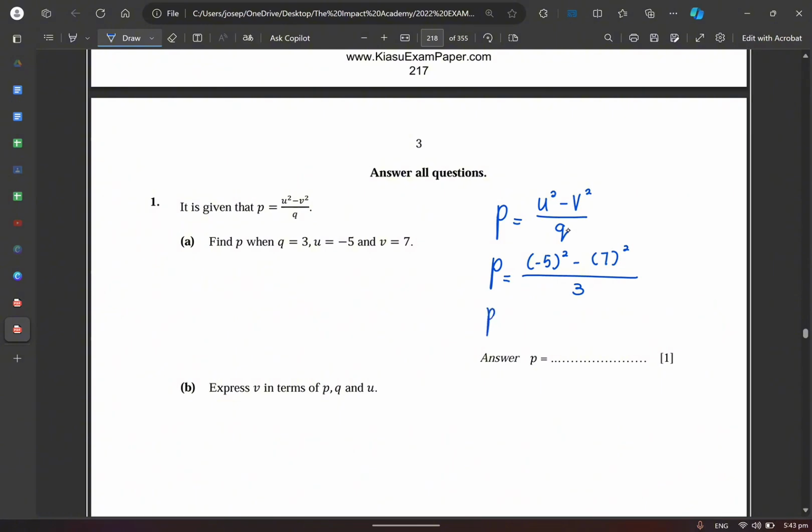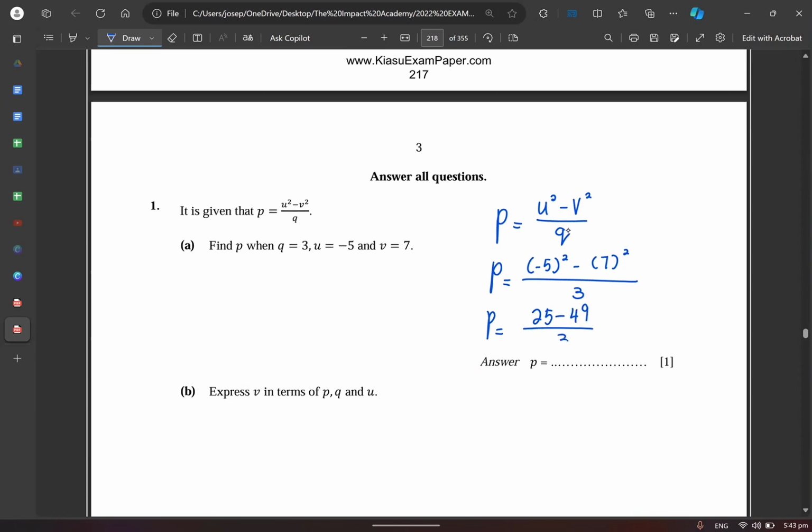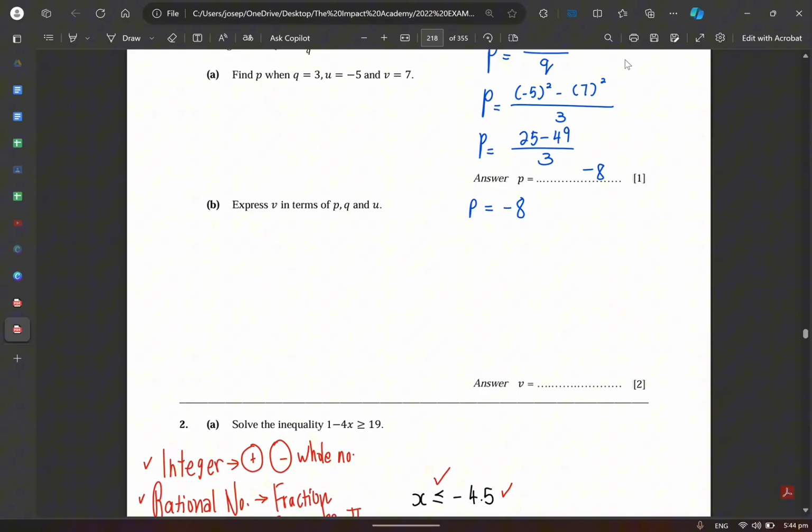Very good. So P is equals to, now when I do negative 5 to the power of 2, it becomes 25. Let there be no confusion. This one is minus 49 over 3. Am I making sense or not making sense? And therefore P will now become negative 8. And therefore, this is your answer for 1A.